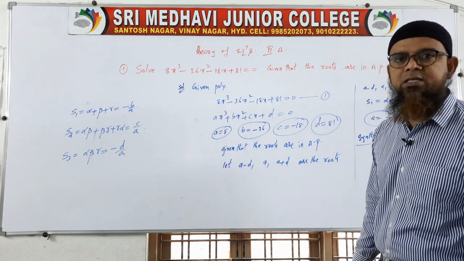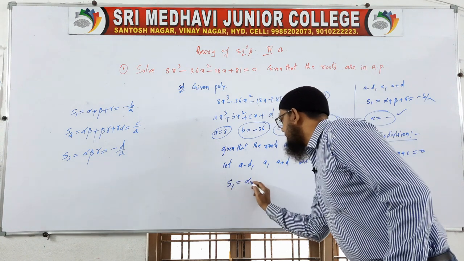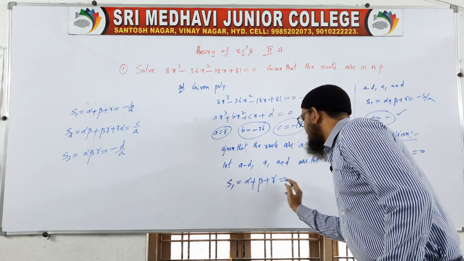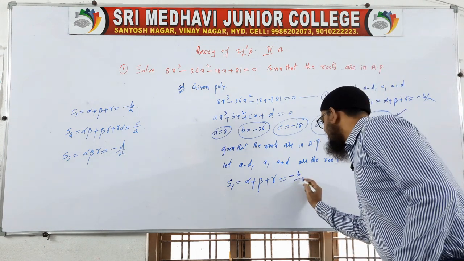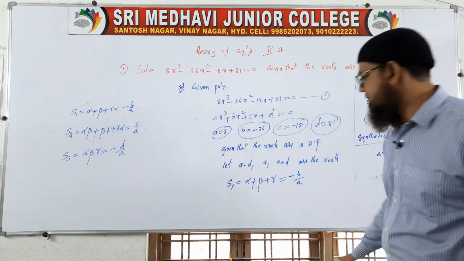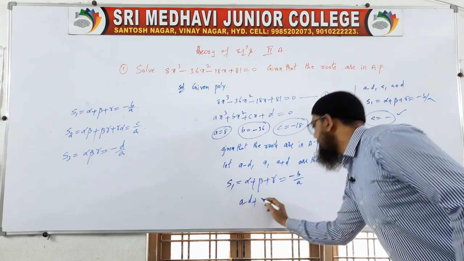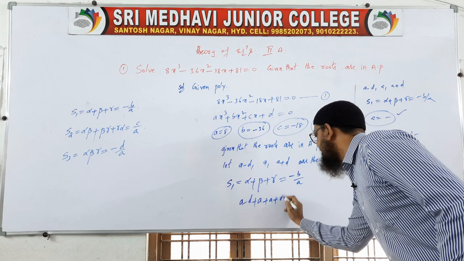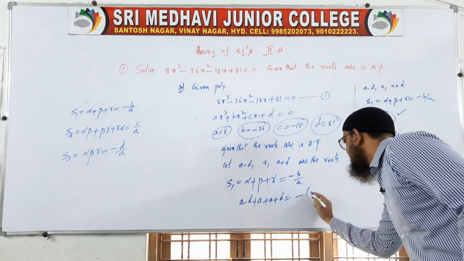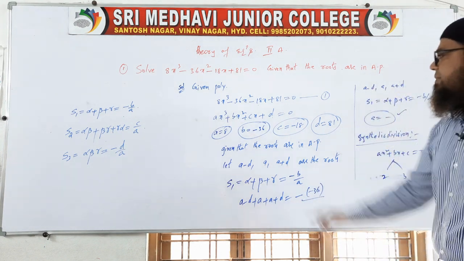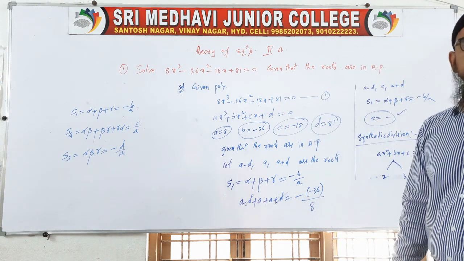Now which formula do I have to apply, sir, here? S1 I have to apply. See, I am applying the S1 formula. S1 is equal to alpha plus beta plus gamma, which is equal to minus b by a. Now you tell me which one is alpha here? a minus d is alpha. So a minus d plus a plus a plus d is equal to minus b by a. What is b? See here, b means minus 36, by a means 8. Here minus d plus d gets cancelled.